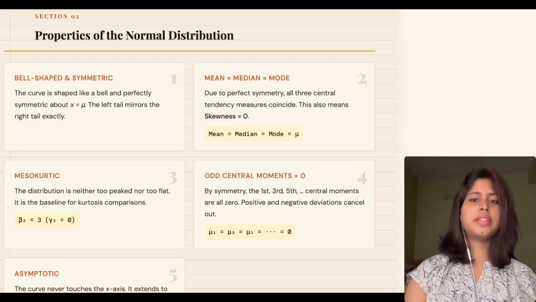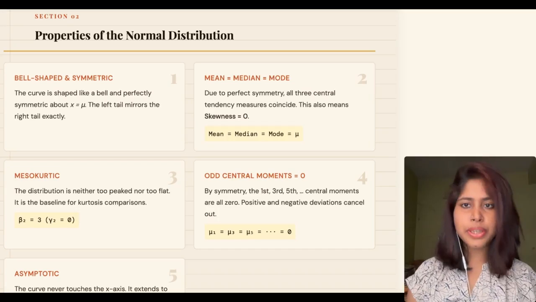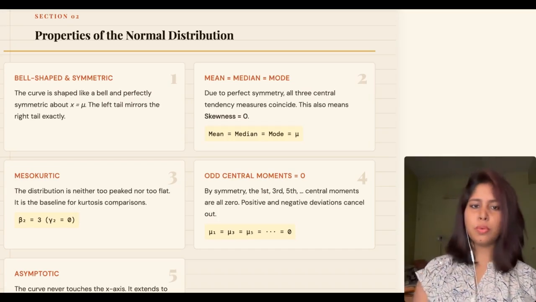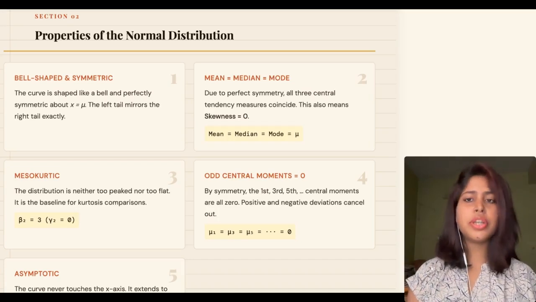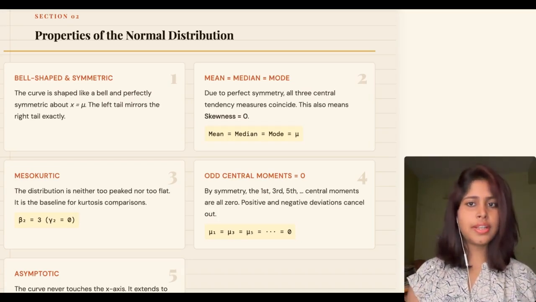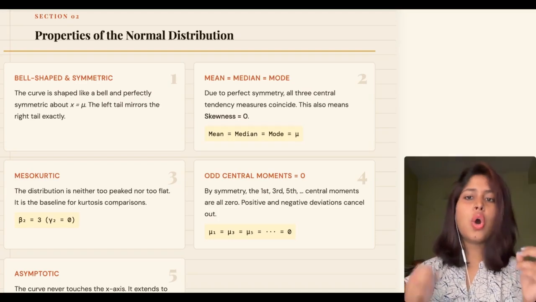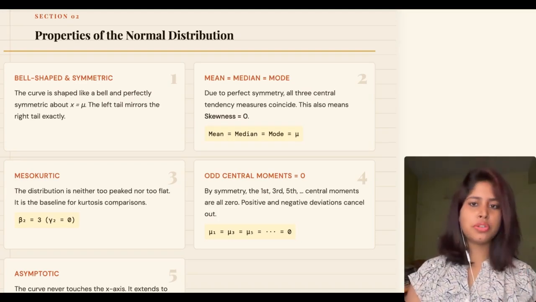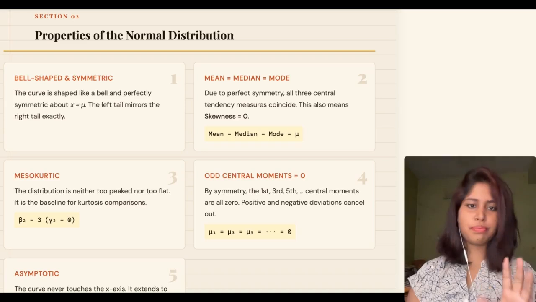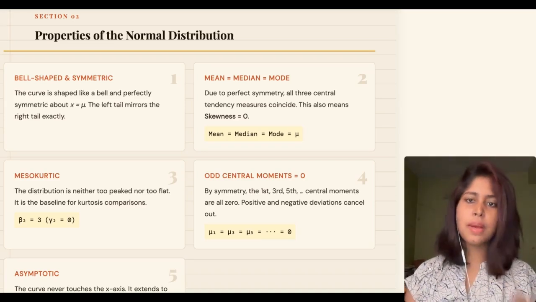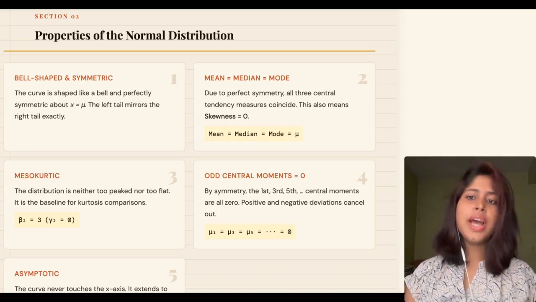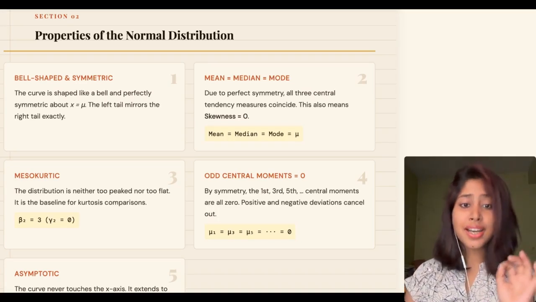Okay, now look at property number 2. Property number 2 is saying that mean is equal to median is equal to mode is equal to mu. What does this mean? This means that because of this perfect symmetry, all three measures of central tendency, the mean, median, and mode, all are equal to mu. Think about it. The mode is the peak, and that's at mu, right? The median divides the area into two equal halves. By symmetry, that's also at mu. And the mean is a balancing point, again mu.